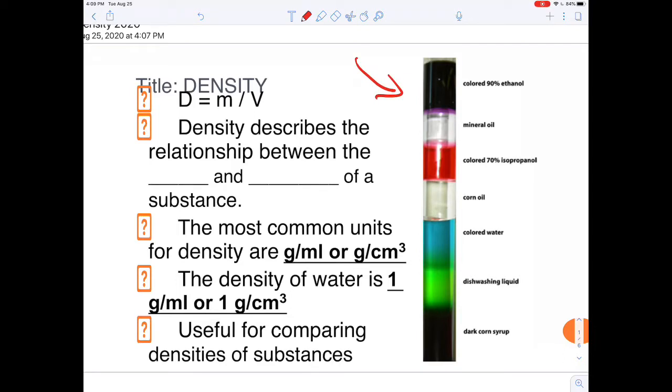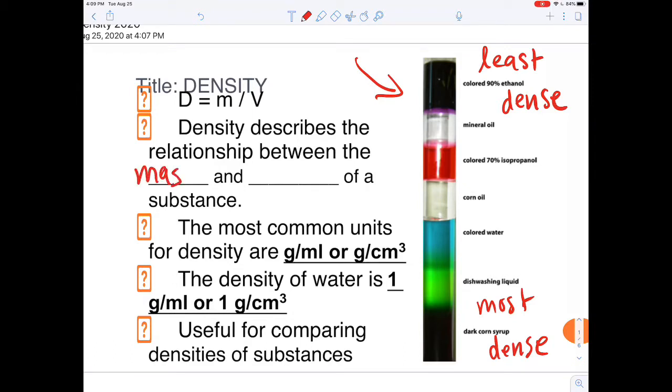And you can see that the most dense items are gonna sink to the bottom, while the least dense items kind of float to the top. So oil is less dense than water, and that's why oil floats on water. Density describes the relationship between the mass and volume of a substance.